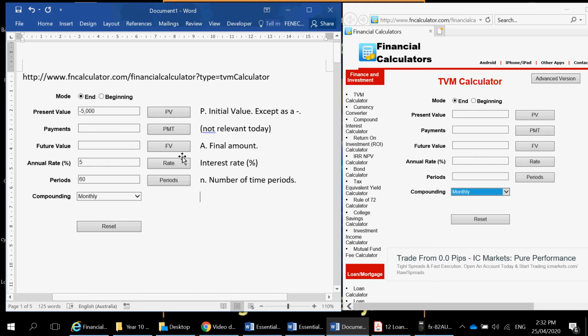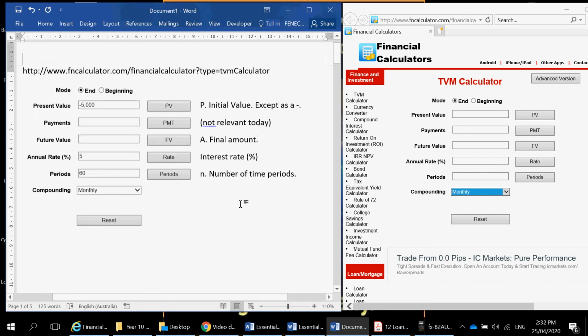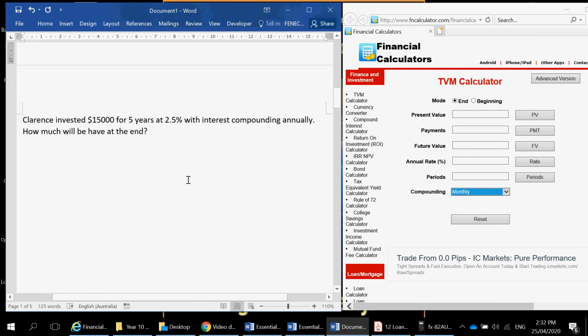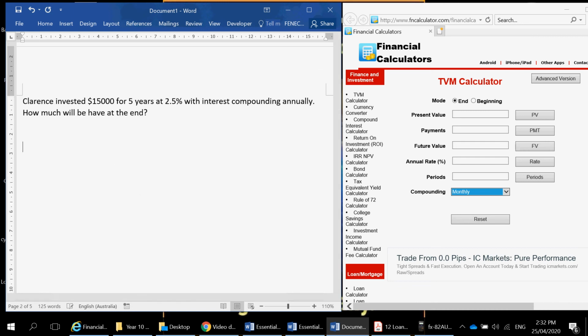Present value is P, future value is A, rate is just your interest rate as a percent, and number of time periods is N. So from there, I'm now going to go through 4 separate examples of using this. You can see the website on the right-hand side. Let's boogie. First example, Clarence.